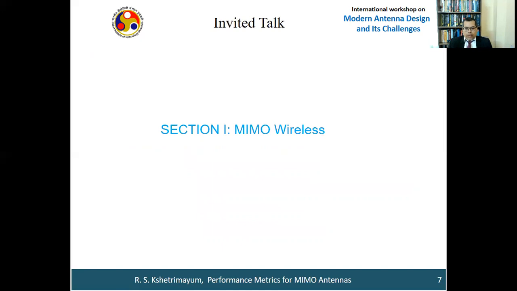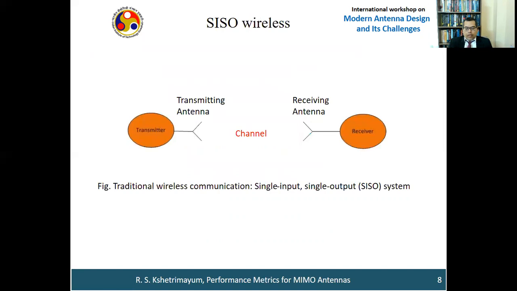Okay, so let's start with the introduction to MIMO wireless. This picture shows a single input, single output system. In the single input, single output system, we have one transmitting antenna at the transmitter and one receiving antenna at the receiver. Looking at the channel, it is getting input from one transmitting antenna of the transmitter and is giving output to one receiving antenna of the receiver. So, a single input, single output system.